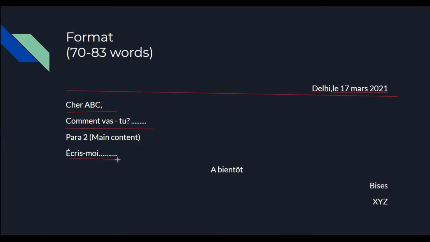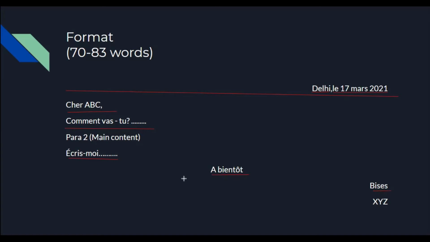So, for example, if you are describing your favorite dish, you can write in the last line écris-moi le plat favori aussi. Describe to me your favorite dish also. Okay, so that ends on a good note. Then in the second last line, you have to write À bientôt in the middle, and in the last line, you have to write the salutation that is Bises and XYZ.